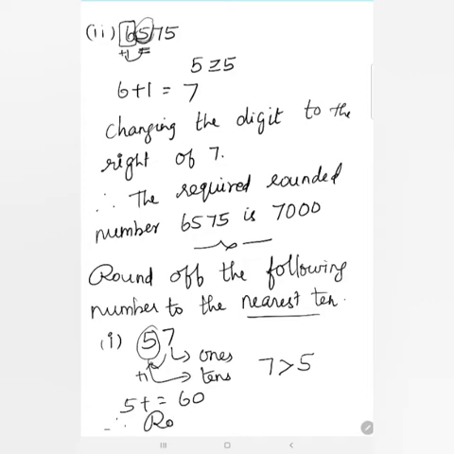5 plus 1 is 6. This is the tens place. So the rounded number is 60, because it is nearest to 60. Okay. So this is the answer.